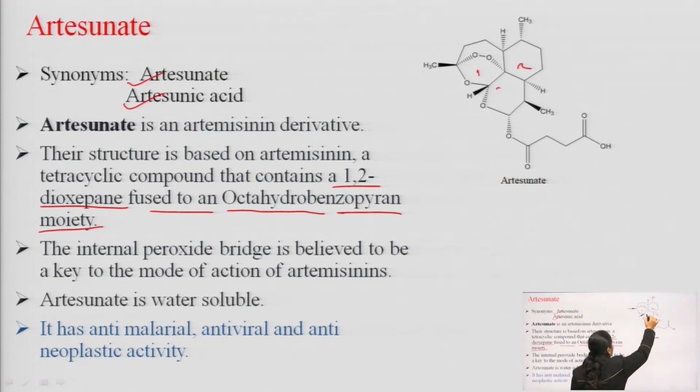Here we see that it is a tetracyclic compound with three cyclic rings present in the structure, and the structure is based on artemisinin, a tetracyclic compound that contains a 1,2-dioxepane fused to an octahydrobenzopyran moiety. The internal peroxide bridge is believed to be responsible for the activity of artemisinin.